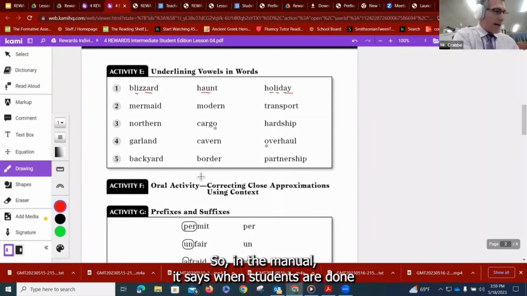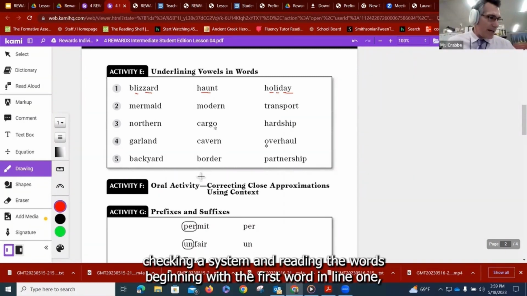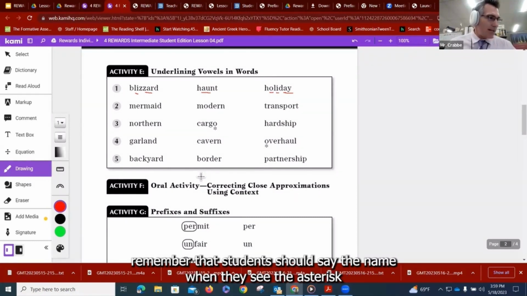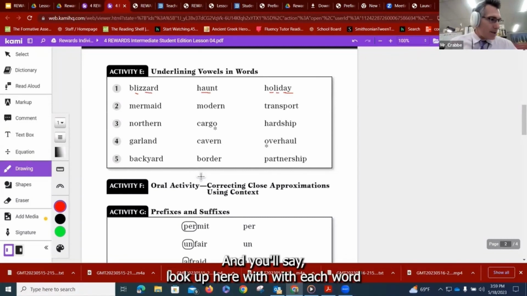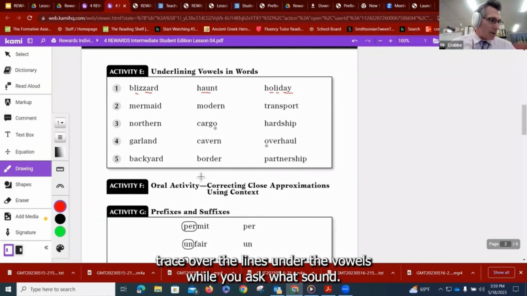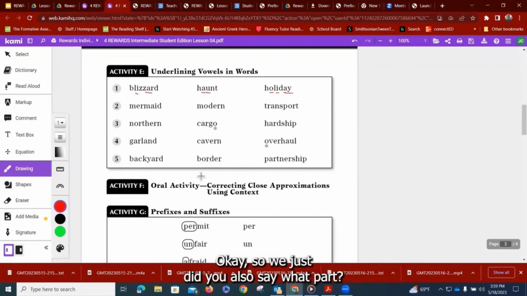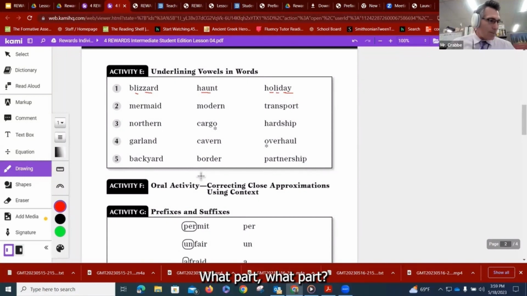In the manual, it says when students are done checking, assist them in reading the words, beginning with the first word in line 1. Remember that students should say the name when they see the asterisk under the vowel. You'll say, look up here. With each word, trace over the lines under the vowels while you ask what sound. Okay, so we just did that. You also say what part, what part, what part.